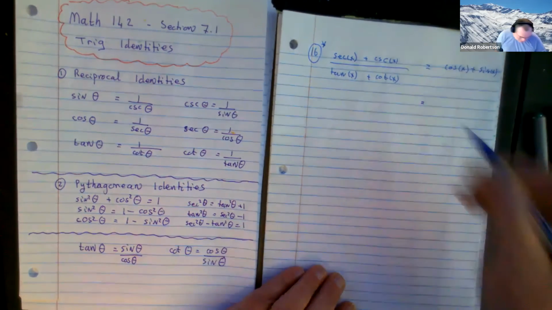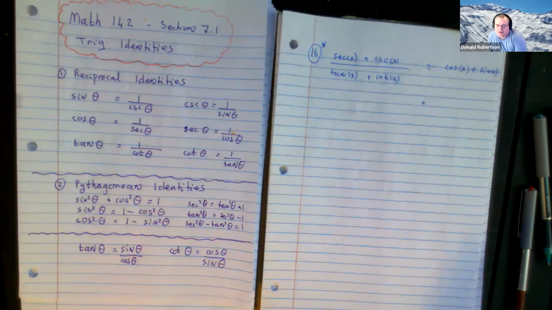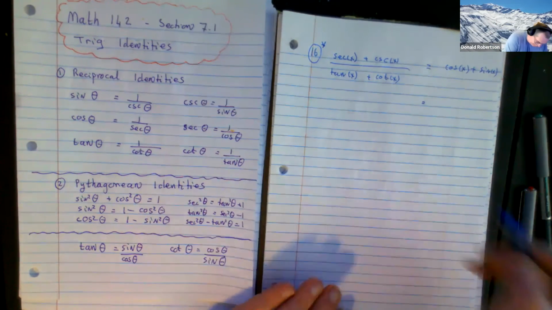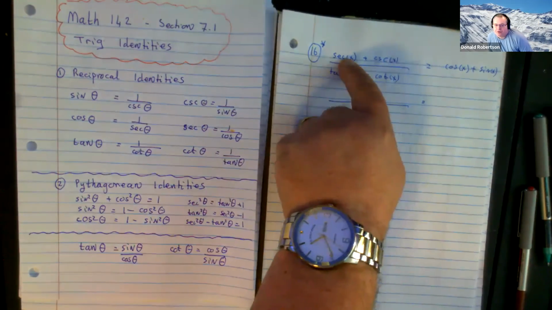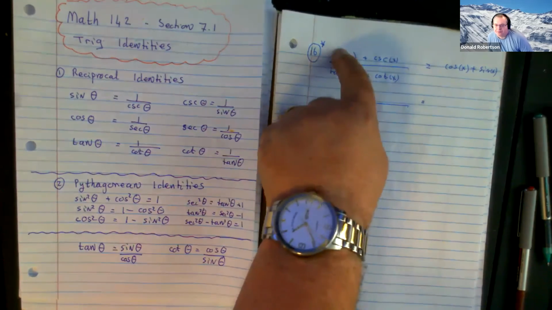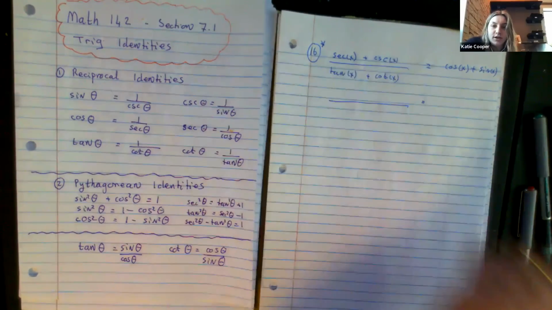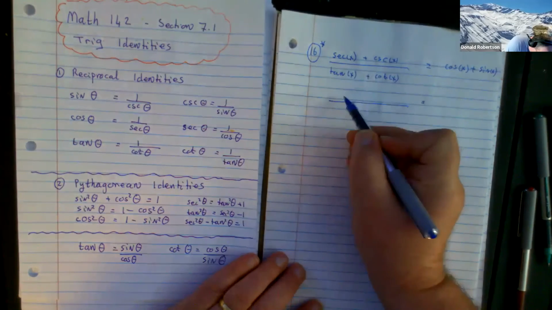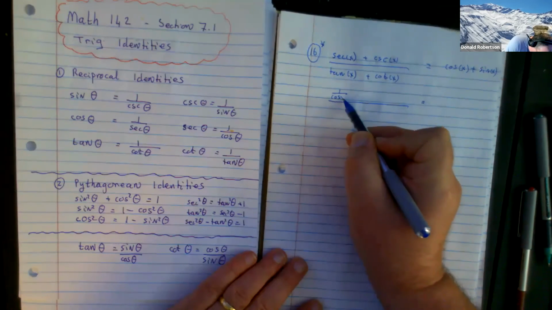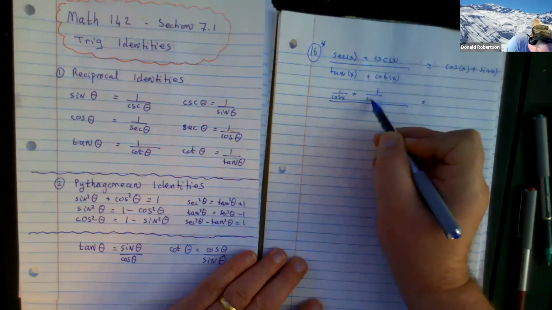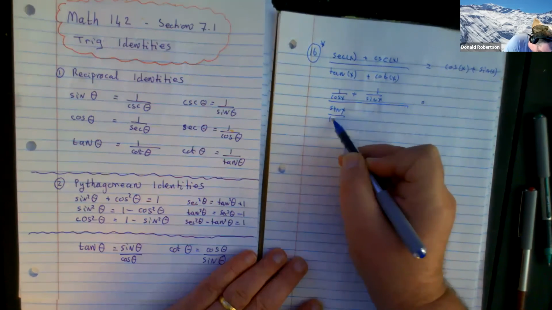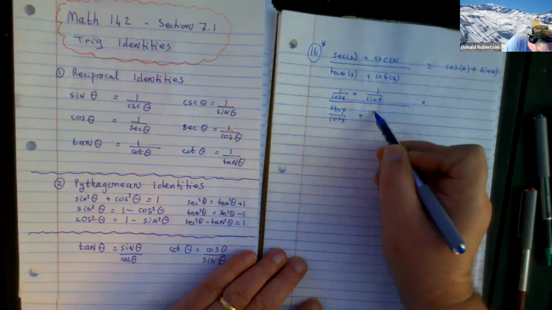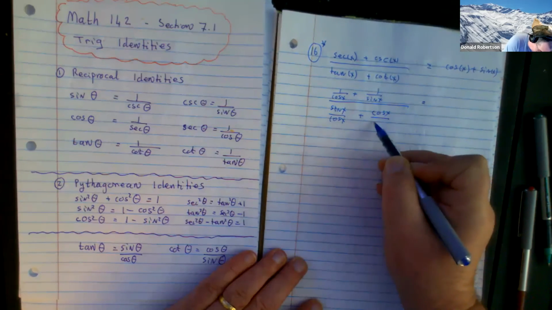Okay, we need some strategy here. What are you going to go for? What do you think we're going to do with these guys? Make them all into sines and cosines. Okay, so a secant is 1 over a cosine. A cosecant is 1 over a sine. A tangent is a sine over a cosine. And a cotangent is a cosine over a sine.